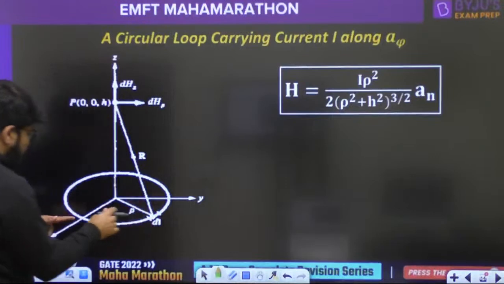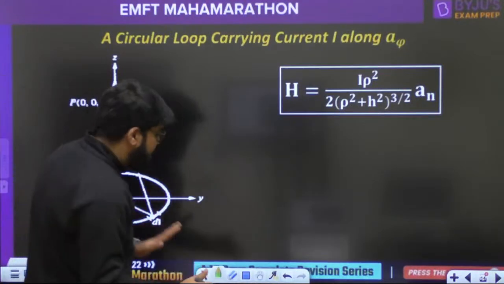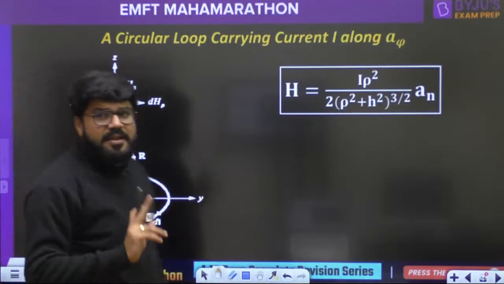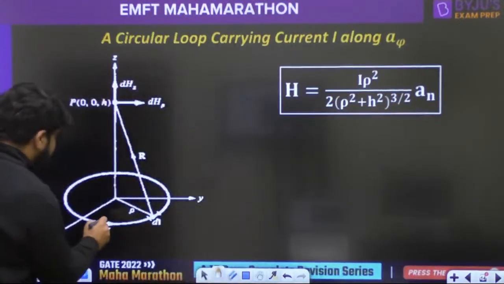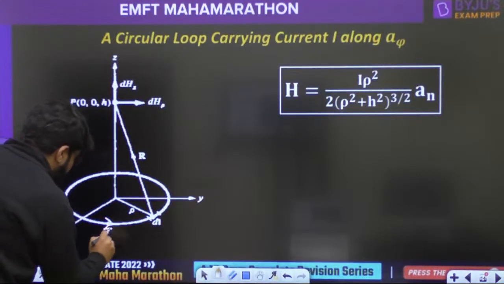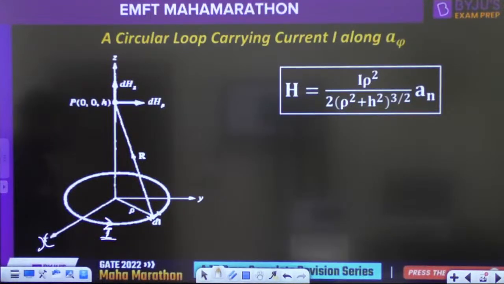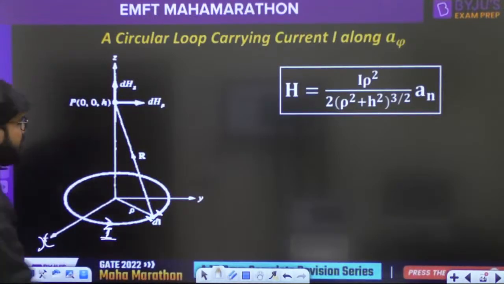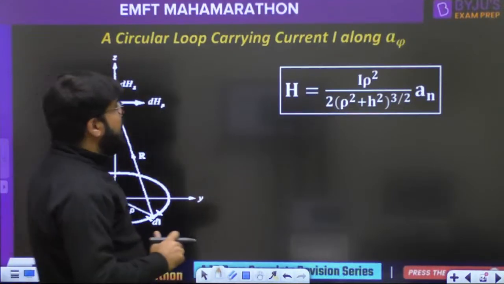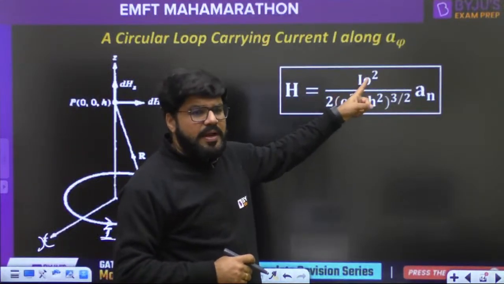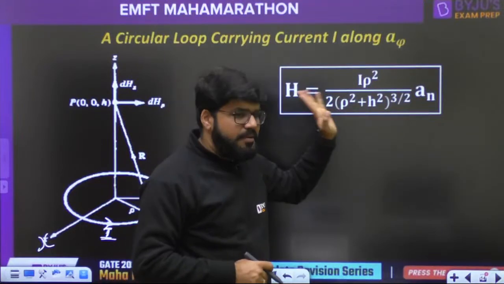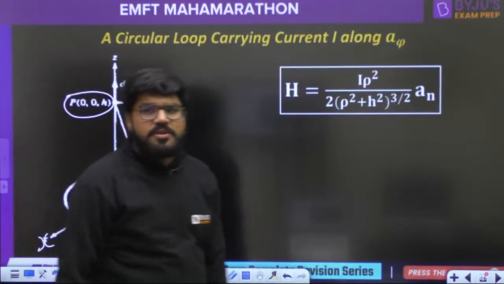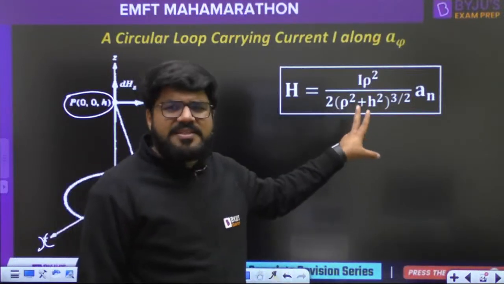So if there is a circular loop in the xy plane, not necessarily the xy plane, this is x, okay, but there is a circular loop lying in any plane carrying this current I in the anti-clockwise direction. What is the magnetic field at any point along the z-axis? The magnetic field is given by I rho square upon 2 times rho square plus h square to the power 3 by 2, where h means this coordinate 0 0 h. Okay, 0 0 h. In this also, there are very few chances of it being asked.